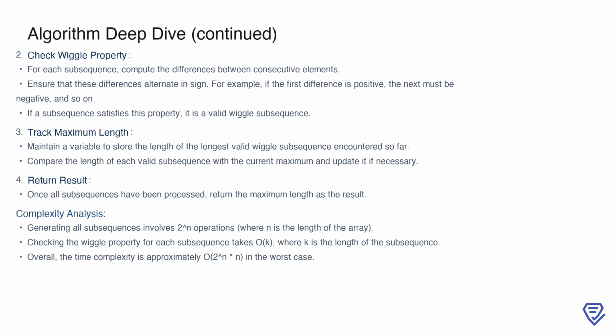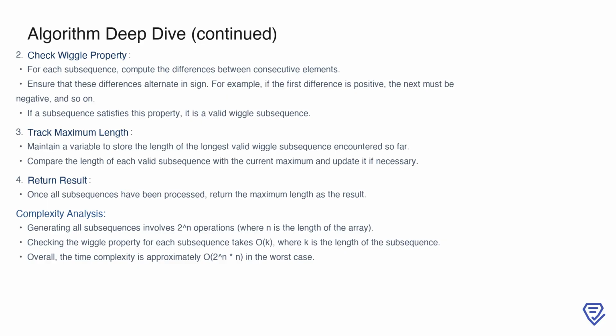To keep track of the result, we maintain a variable that stores the length of the longest valid subsequence encountered so far. Each time we find a valid subsequence, we compare its length to the current maximum and update the maximum if necessary. Finally, after processing all subsequences, we return the maximum length as the result.